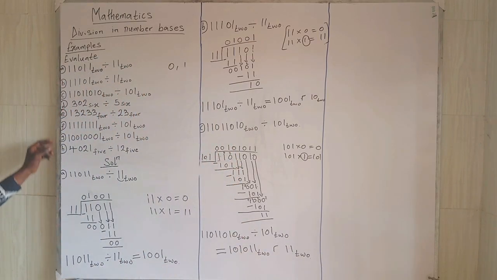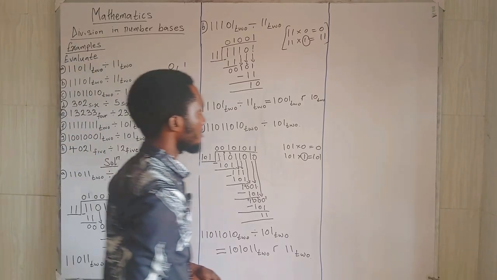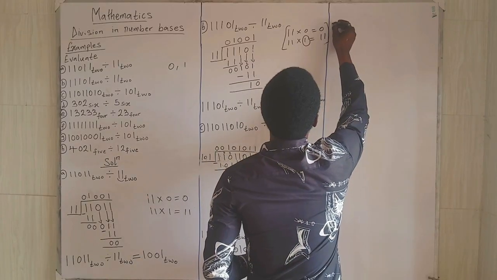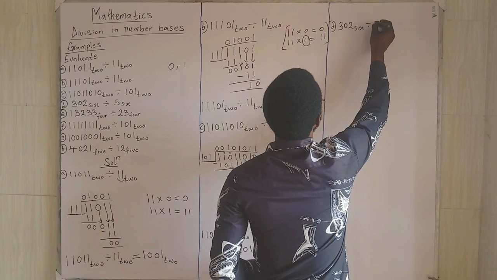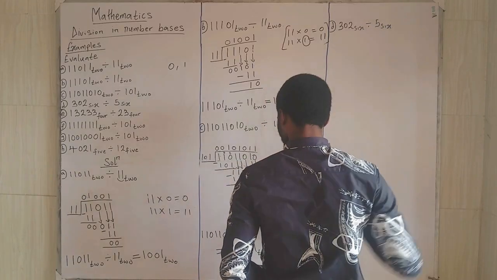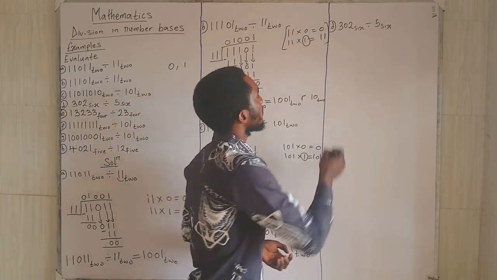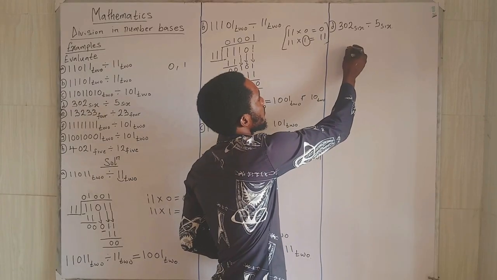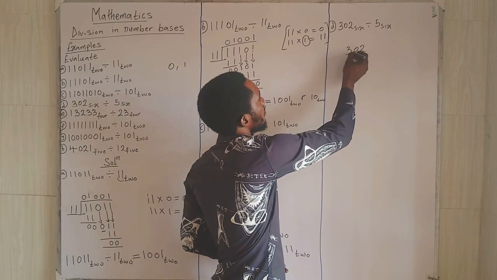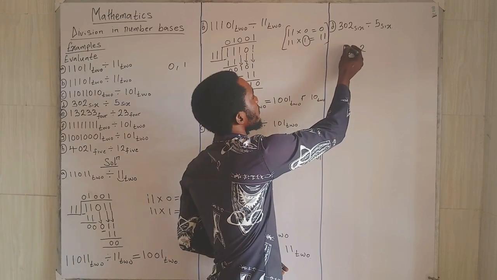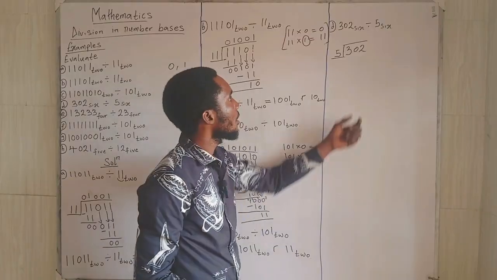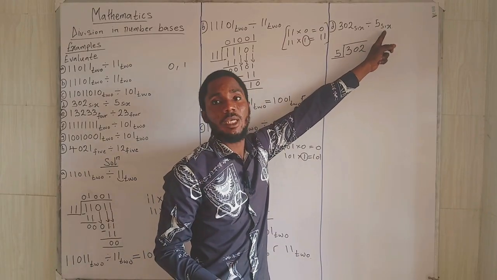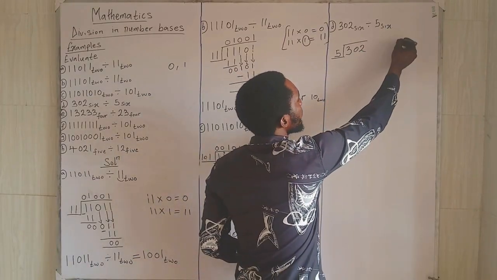Next example. We have 302 divided by 5 base 6, using the long division method. What are we going to do first? What are the digits used for base 6? That is 0 to 5.